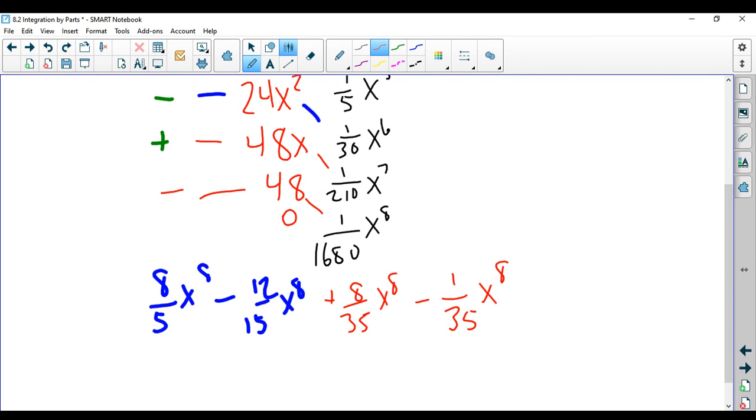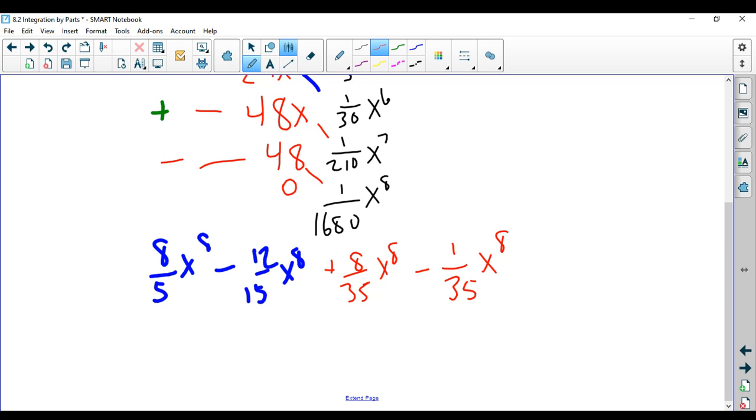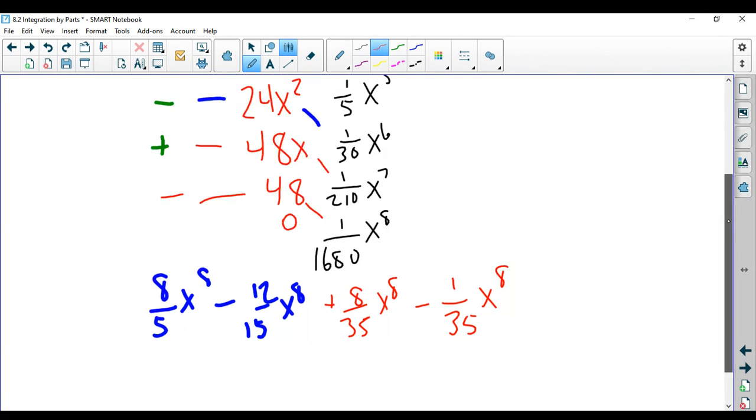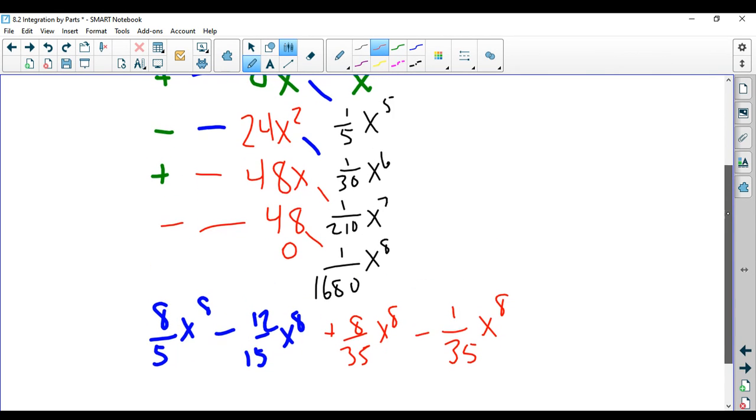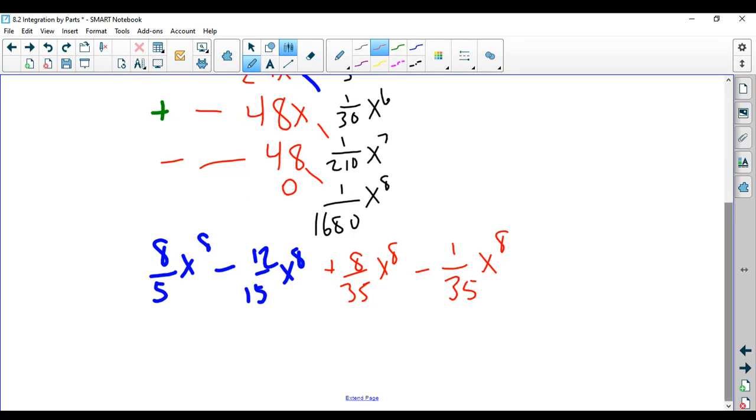Now we have to add up all these fractions. 35 is the obvious common denominator. No, it's not the obvious common denominator. Wait, why do I have 12 over 15 here? That's my mistake. It's not really a mistake. It's not reduced. This is 4 over 5. So still, the common denominator is 35. That made it a little bit easier.